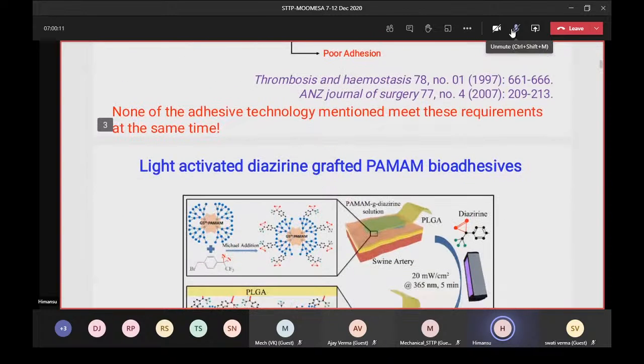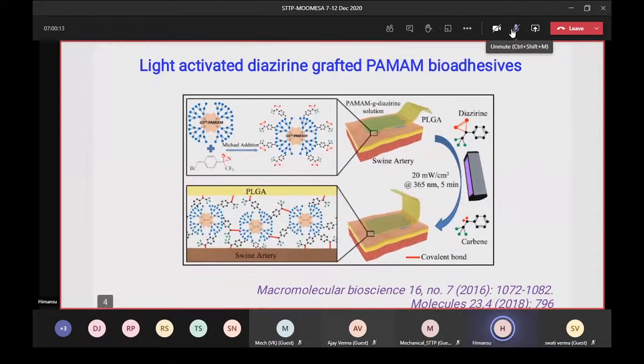To do that, we started working on light activated diazirine grafted PAMAM adhesives. Basically some macromolecular chemistry is involved in this, but it is easy if you understand the concept presented here. So we know PAMAM. What is PAMAM? This is polyamidoamine dendrimers. Basically we call them dendrimers. Many of us might have heard this word.